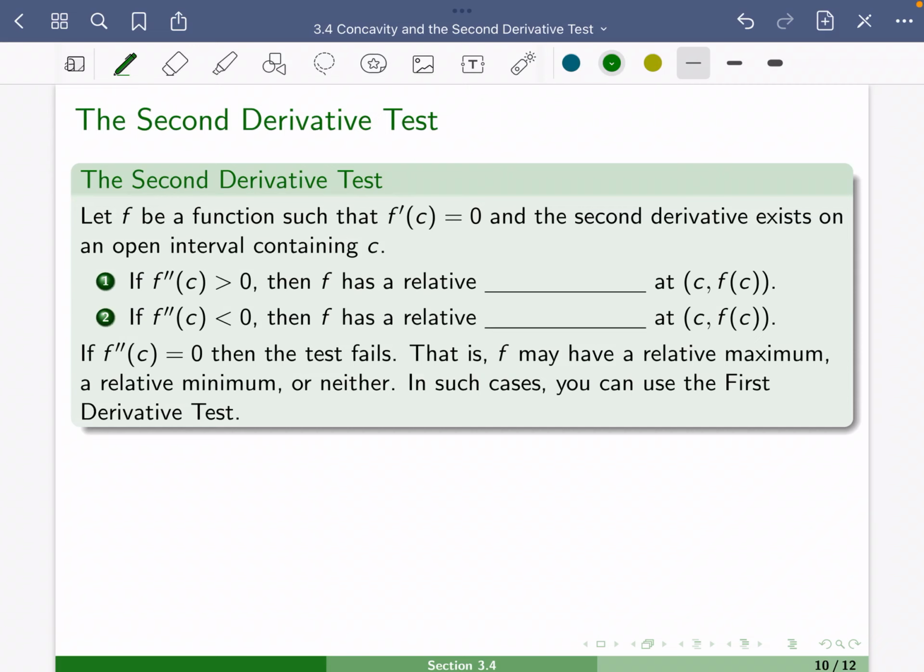In this video, we're going to take a look and see how the second derivative can be used to help us identify where a relative maximum and relative minimum might be. So let f be a function such that the first derivative at c is 0. We're telling you that c is a critical number.